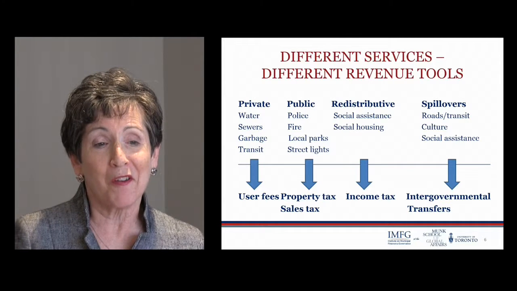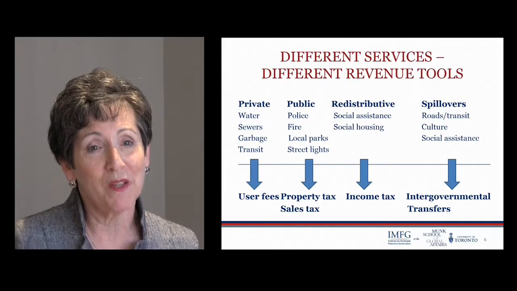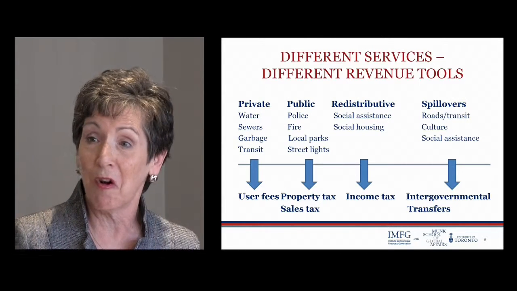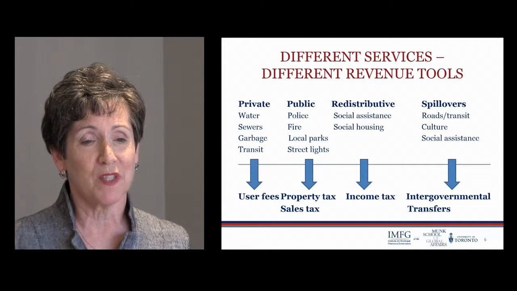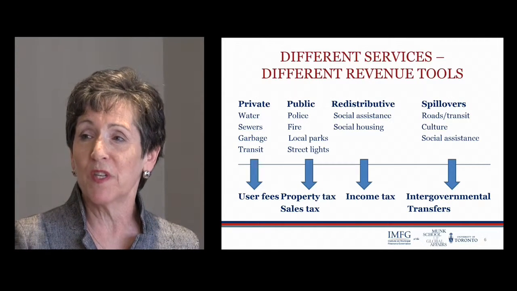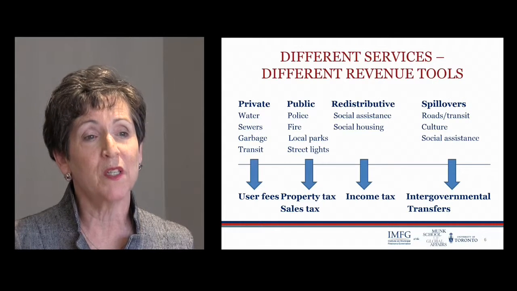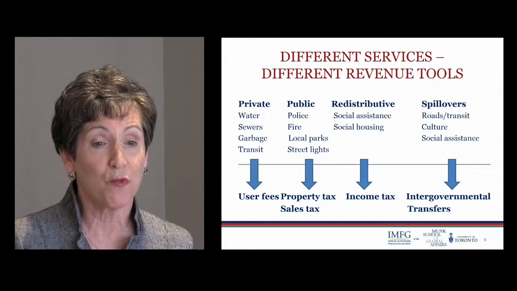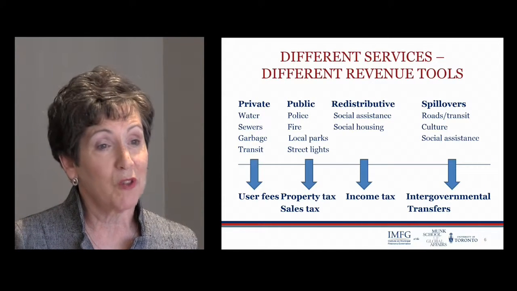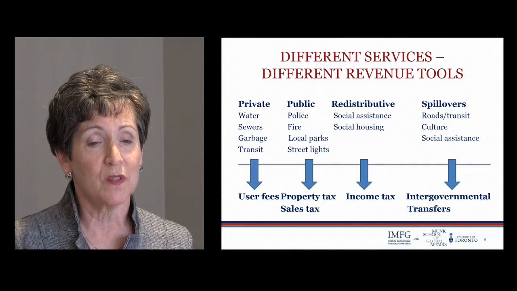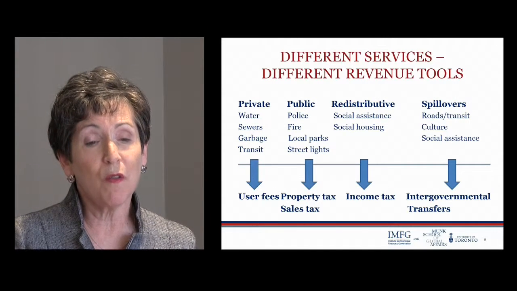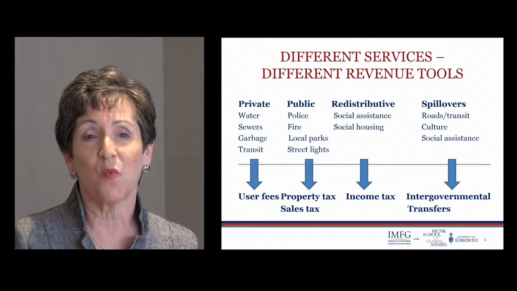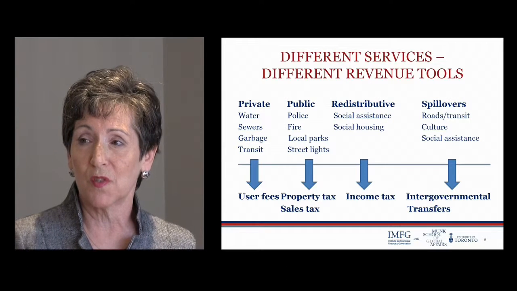And let me say, these are not all of the services that are provided by local governments. I'm just putting these up as examples. And you'll see some are in more than one column because they can have more than one characteristic. The third group are redistributive goods. These are goods where we're really just redistributing income from high-income taxpayers to low-income taxpayers through social assistance, through social housing, or other redistributive services. And we know that of all of the taxes that are levied, the income tax is the most progressive tax. So it's the best way to pay for redistributive services.